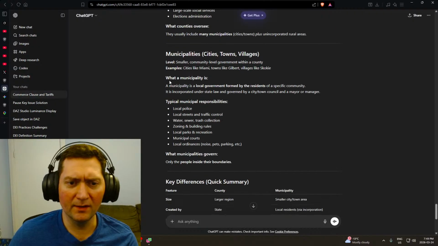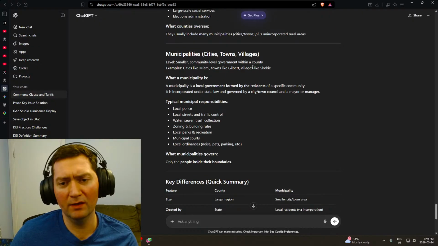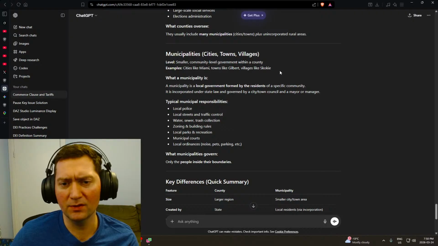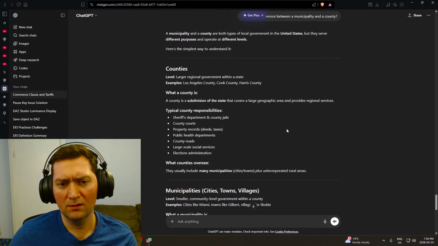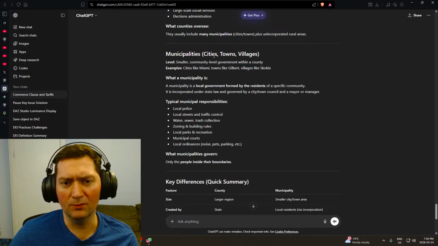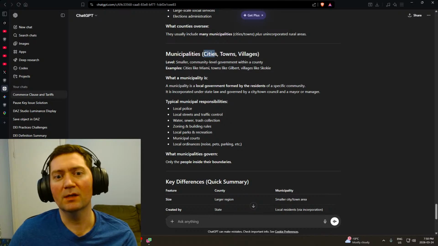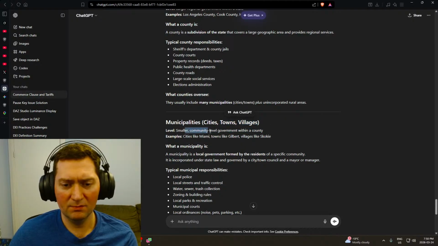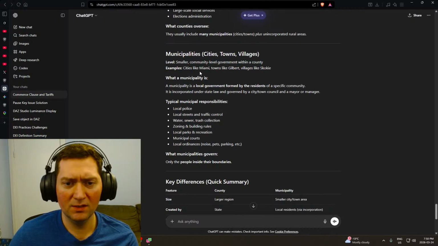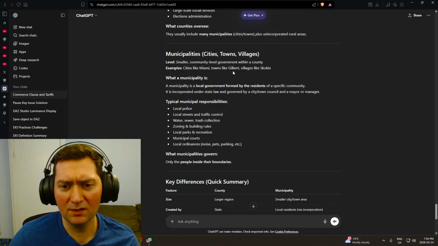Okay, municipality: smaller community level governments within a county. It's the cities, towns, villages. All right, well, I think of cities. I think of something like New York, and that's not a smaller form, but if you look at it as town and villages, okay. Smaller community level governments within a county. Cities like Miami, towns like Gilbert, villages.